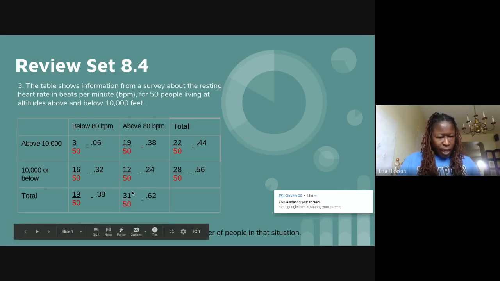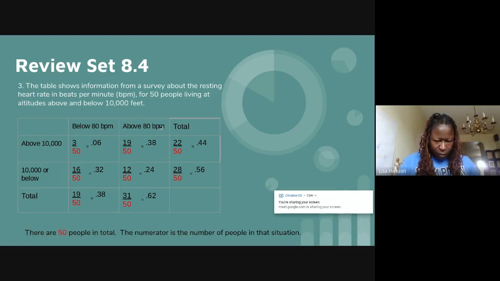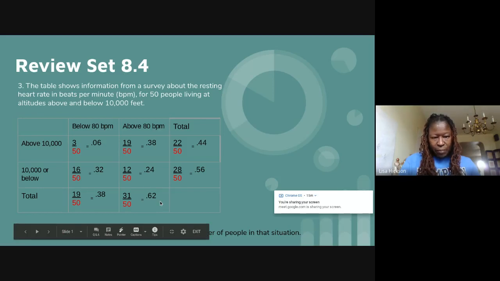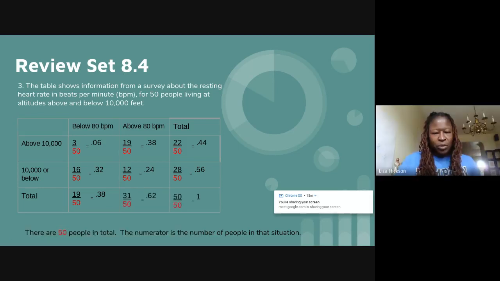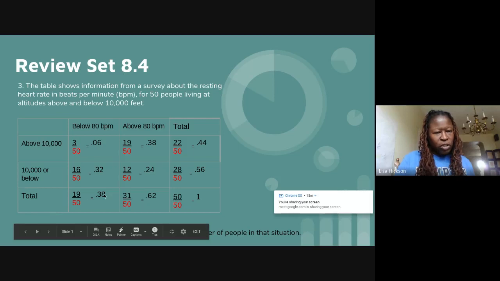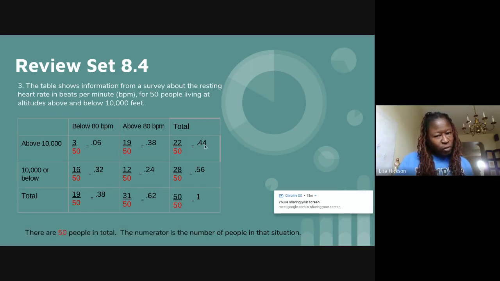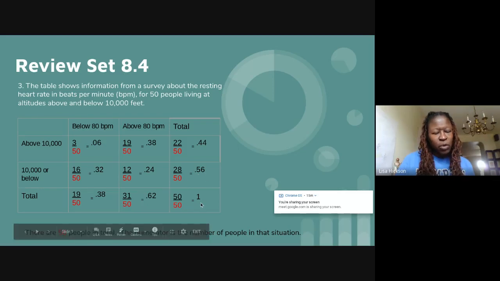The next column, 31 people out of the 50 surveyed have a heart rate above 80 beats per minute, and that's about 62%. So when we add these two together, what do you get? Because now we're talking about all the people. 100. So going across, 38% plus 62% will give us 100%, which is 1. And coming this way, 44% plus 56% will also give us 1.